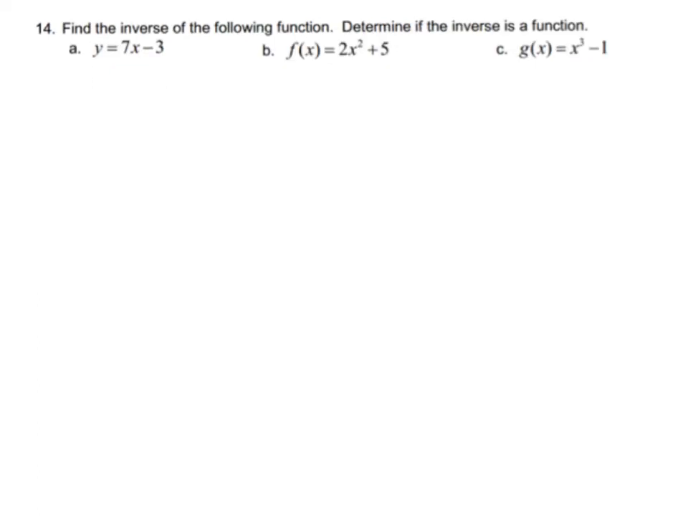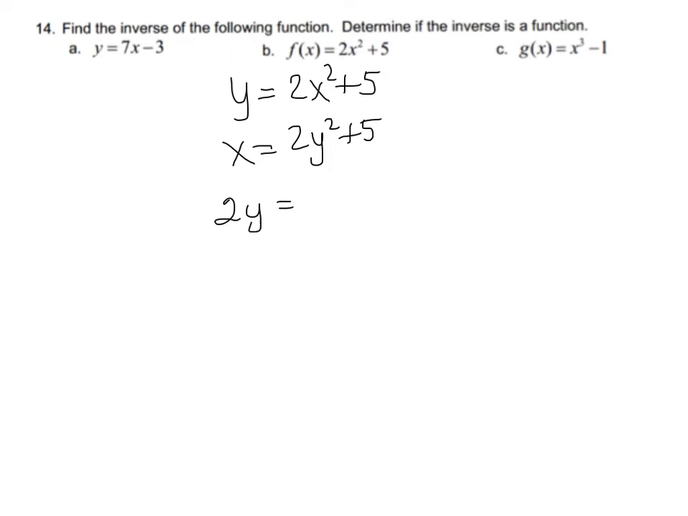14b, oh, excuse me, hiccup. 14b was one that a lot of people dropped the ball on, and I just wanted to talk about it. So it seemed like most people understood how to find an inverse. So set f of x equal to y, and then swap your values. Call that an x, call this a y, and now resolve for y. So 2y squared is x minus 5.